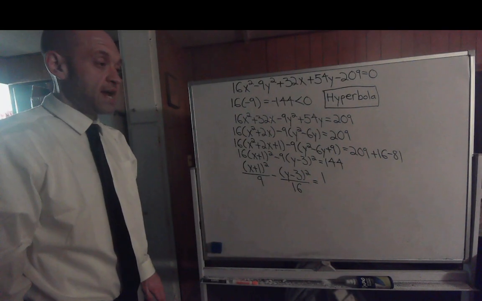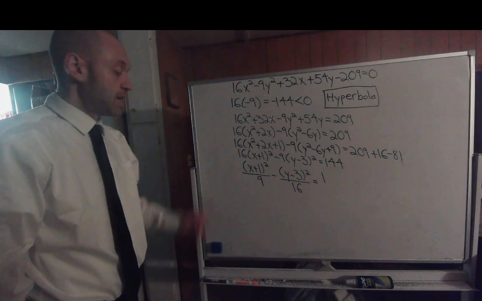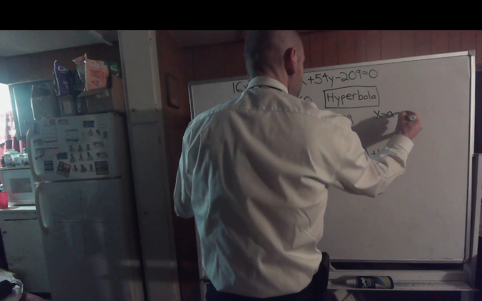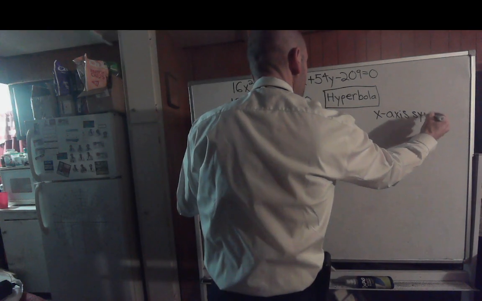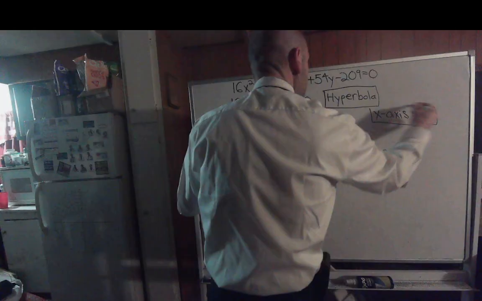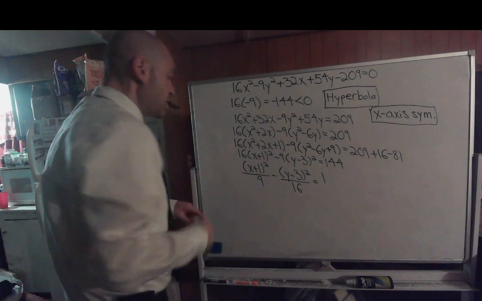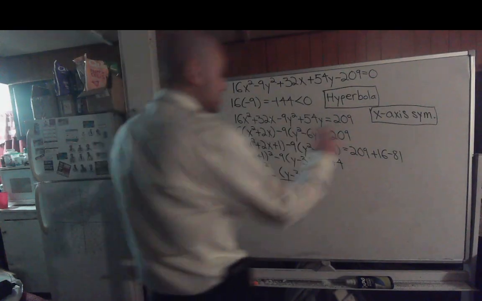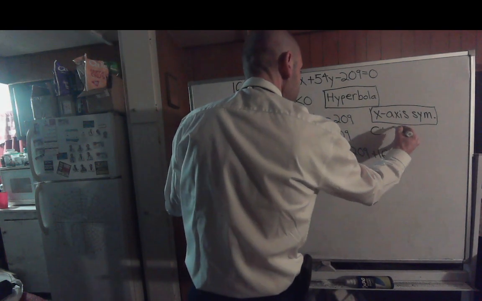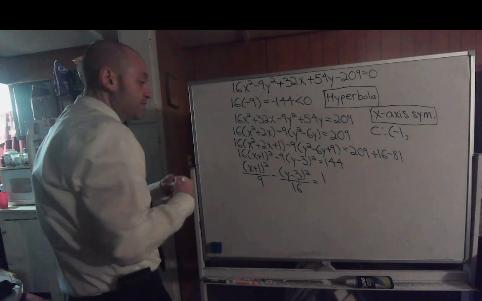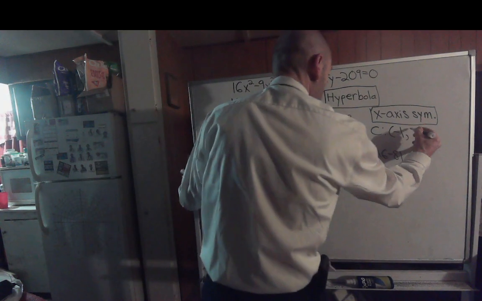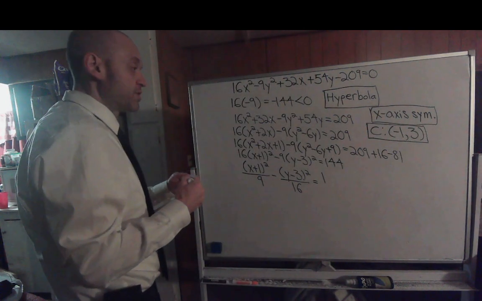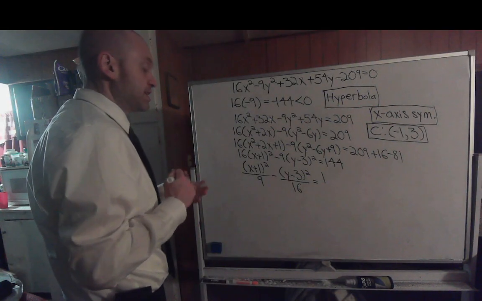So let's start with what axis it has symmetry with. Well, the axis to the left of the minus sign, so this is going to be x-axis symmetry. So we've established the x-axis symmetry. Now, what's the center of this? If I set x plus 1 equal to 0, that gives me x equals negative 1 for my x-coordinate. If I set y minus 3 equal to 0, that gives me a y-coordinate of 3. So the center of this hyperbola is going to be found at negative 1, 3. Okay, a few things left to do.